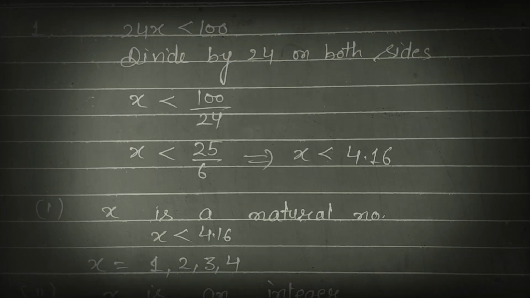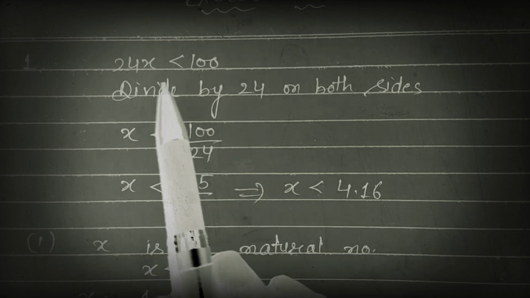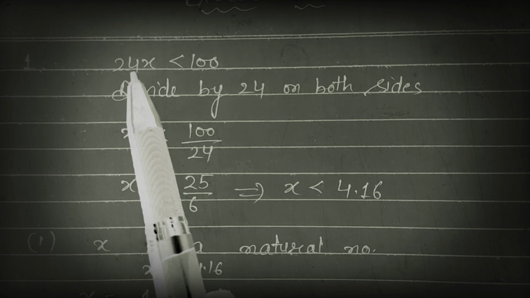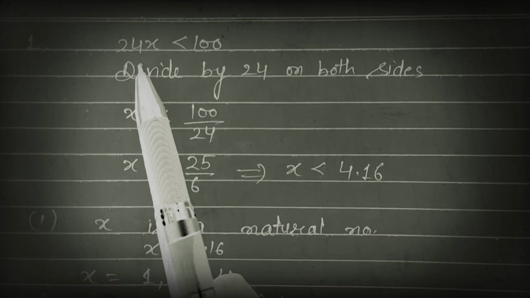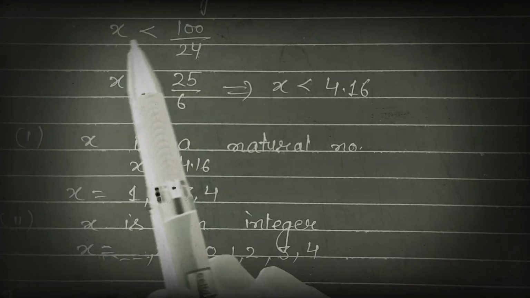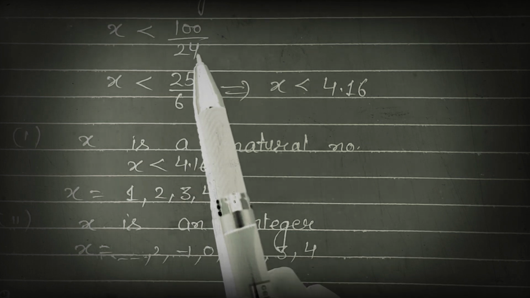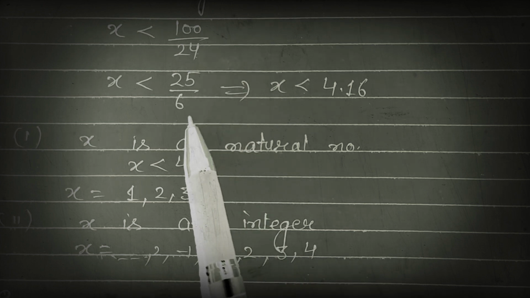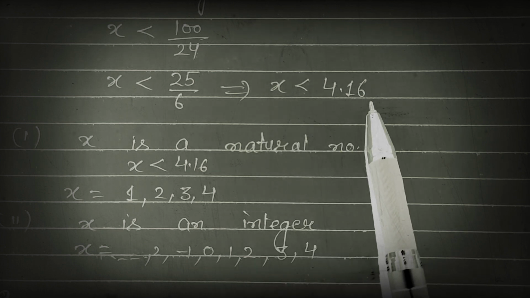Now come to the next, Exercise 6.1. The first question is the same as these examples. 24x is less than 100. In this case, we want to find out x. So here, divide by 24 on both sides, because we want to cut 24 here. On the left hand side, 24 cancels with 24. It will be x less than 100 upon 24. So we cut by 4. We will get 25 by 6, and it is 4.16. So x is less than 4.16.